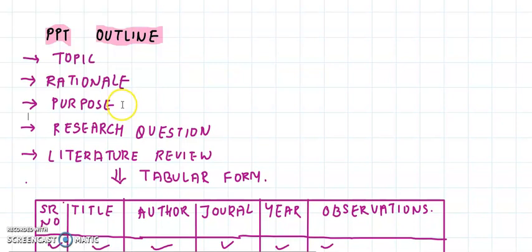Next, let's move to the research questions. Whatever research questions you frame, keep in mind these points that I'm mentioning. The very first thing is that your research question should be a very focused research question. It should focus on a single issue. You cannot focus on multiple issues in your research question. The second thing is that your research question should be reachable from whatever sources are available to you.